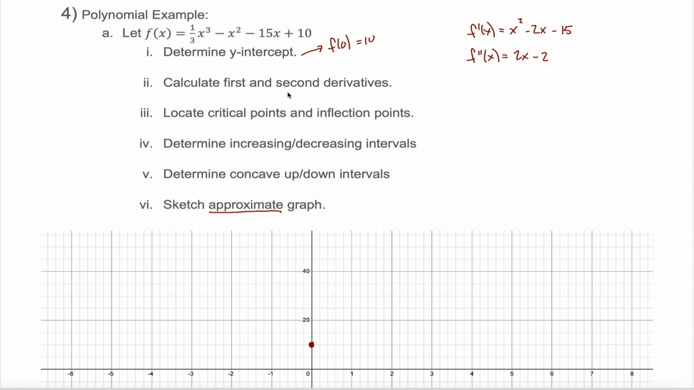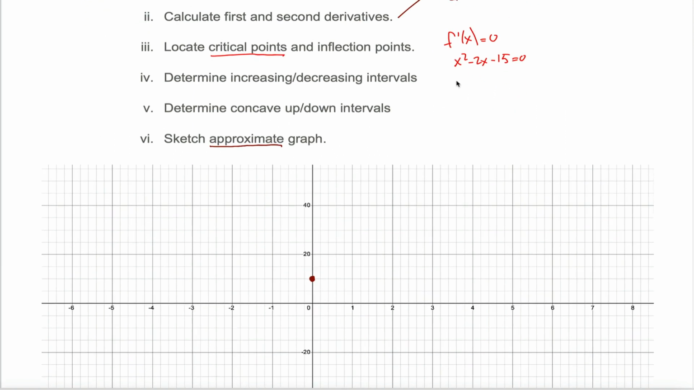How am I going to do that? First, I need to know the first and second derivatives because I want to locate critical points and inflection points. I've already figured out the first and second derivatives up here, so I can move right on to part 3, where I'm calculating the critical points and the inflection points. For the critical points, I want to know when the first derivative equals 0. Our first derivative is x squared minus 2x minus 15. So figuring out the critical points amounts to figuring out when x squared minus 2x minus 15 equals 0.